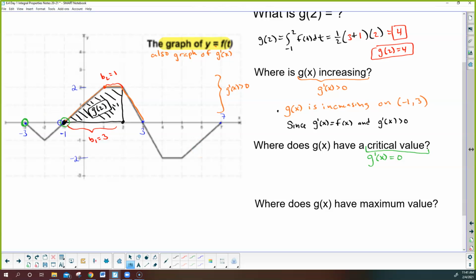Here, right here, right here, and right here. I have 3 spots, or 4 spots, when g prime is equal to 0. And my reason why is right there, because the derivative is 0 for any critical values.